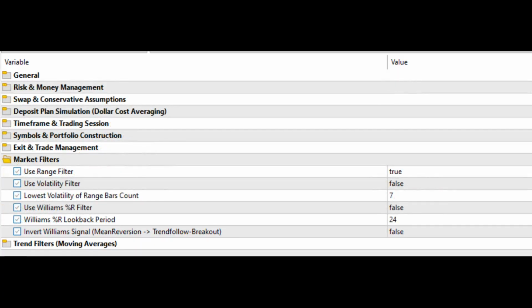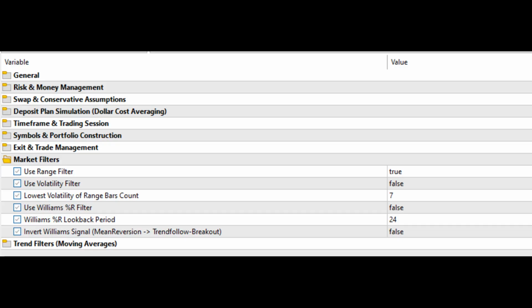Now we come to the market filters section. Use range filter has a default value of true. When this filter is active, the expert advisor analyzes the recent range behavior of the market using a specified count of range bars. In certain unfavorable conditions, it can block new entries or reduce activity. The goal is to avoid environments where the price action is too flat or too choppy, because these periods tend to produce many small losing trades. By filtering these phases, the range filter can significantly clean up the equity curve.